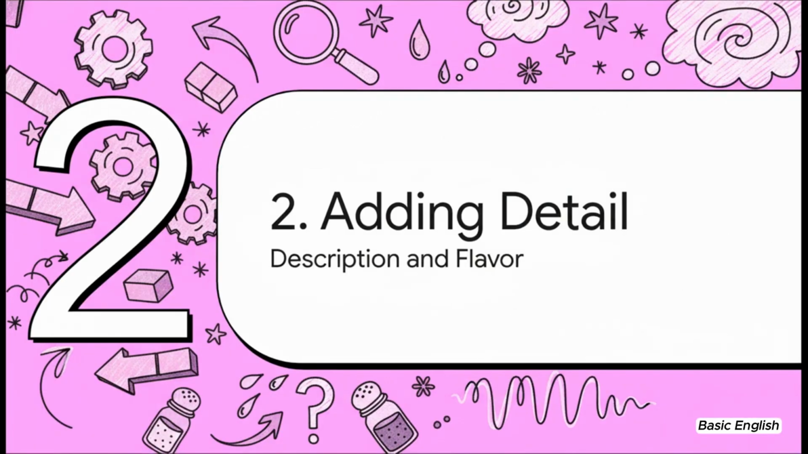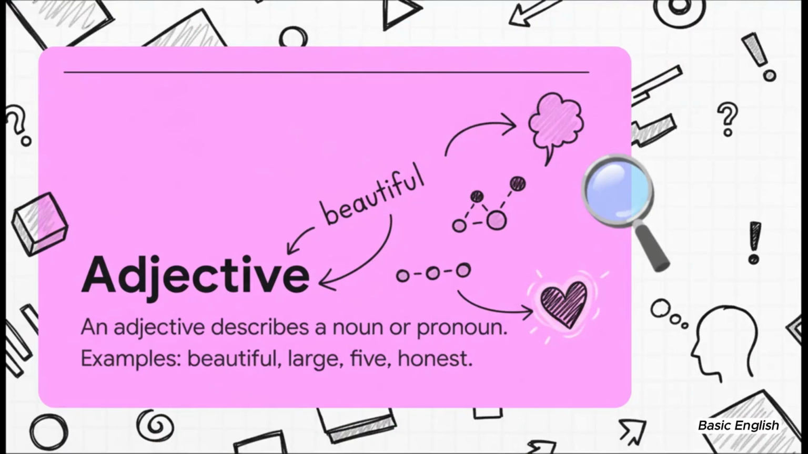Okay, so we've got our core components down. Now it's time to add some color, some detail. Let's check out the blocks that add all the description and flavor, the ones that make our sentences way more interesting. And that is the job of the adjective. Adjectives are basically describing words. They give us more info about our nouns. They answer questions like what kind or how many. They're what turn a student into a brilliant student.